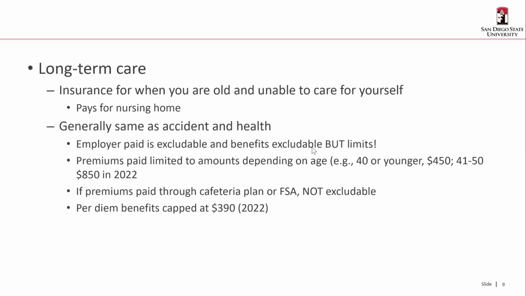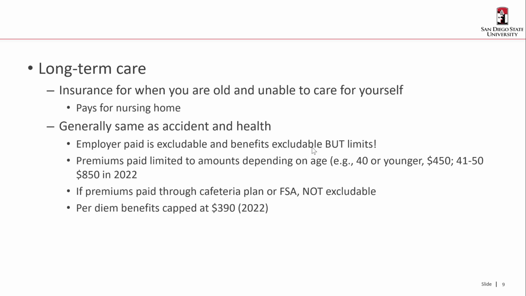What they don't want is for you to create a life insurance policy out of a long-term care policy by overpaying premiums and then there being something left over. So they put a cap on the amount of premiums that can be paid, and those depend on the age, and those are also adjusted each year for inflation. So I'm never going to make you memorize those things. If the premiums are paid through a cafeteria plan or a flexible spending account, strangely enough, those are not excludable, and we'll cover what a cafeteria plan and FSA are in a short time here.